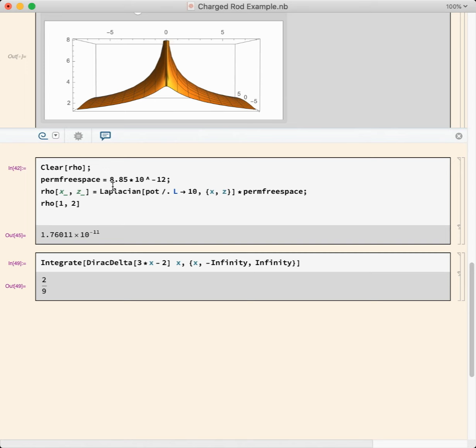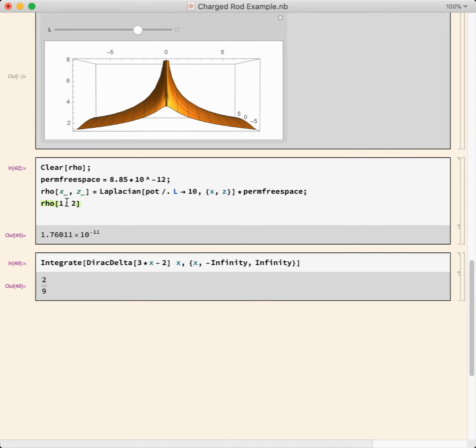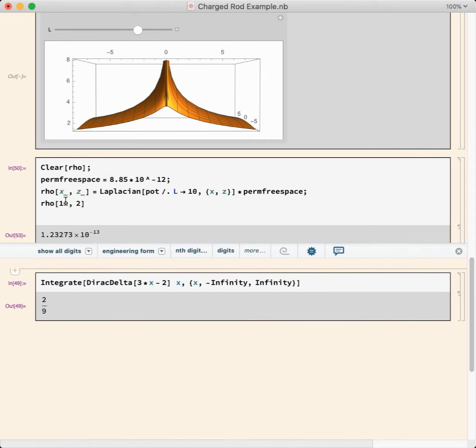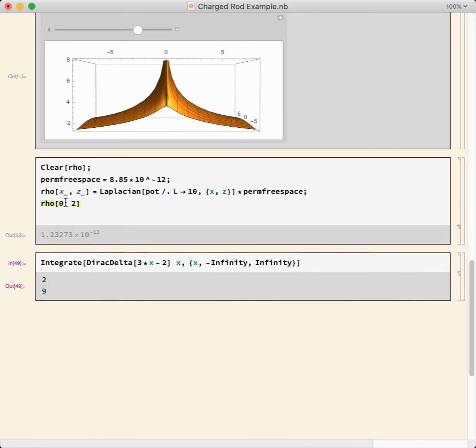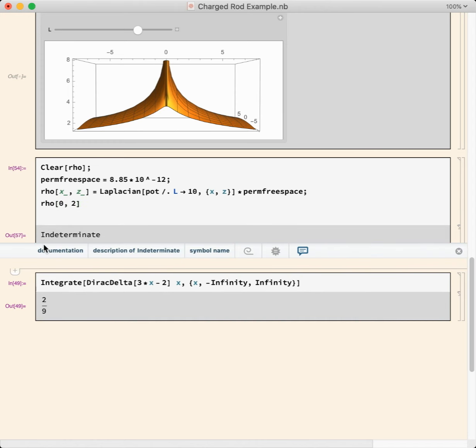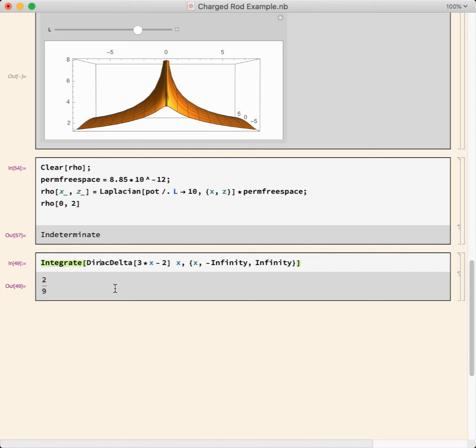as expected, when I'm not on top of my charge there, I get a very small number for the charge density, essentially 0. Okay, but if I put myself right on top of my charged rod, I actually get indeterminate, and that's because the charge density right on top of that rod goes to infinity, which is why we're using delta functions. Okay.